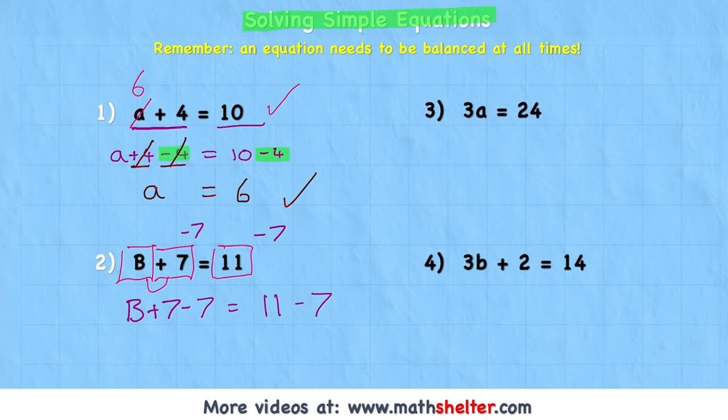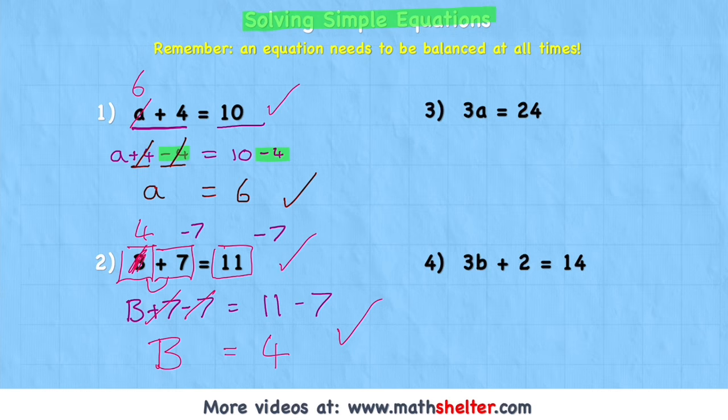Perfect. But it now means that I can get rid of my plus 7 and my minus 7, leaving me with b on its own, and b equals 11 minus 7, which equals 4. So the answer to the second question, b plus 7 equals 11, is b equals 4. Again, let's check it by replacing b with a 4 and saying 4 plus 7 equals 11. Yes, it does. Okay, we're going to get a little bit harder now. Let's look at this third example.